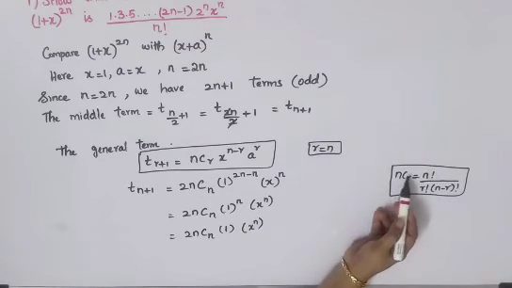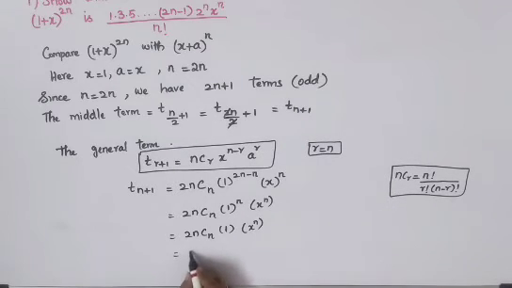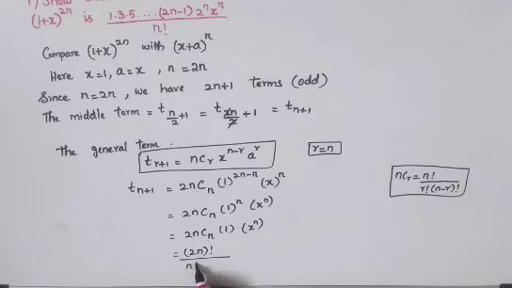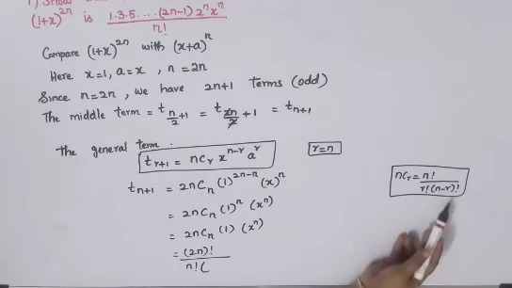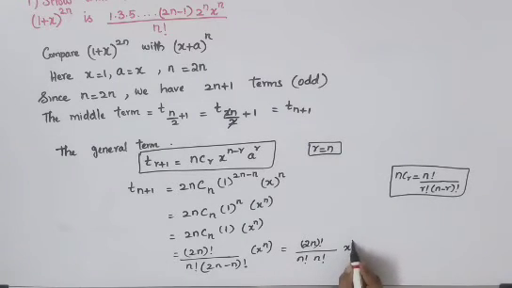The nCr formula is n factorial divided by r factorial into n minus r factorial. So here, in the place of n we have got 2n, so 2n factorial, divided by, in the place of r we have got n, so n factorial into n minus r, that is 2n minus n, the whole factorial, and the 1 I can remove, into x power n. So this is equal to 2n factorial divided by n factorial, and 2n minus n gives n factorial, into x power n.